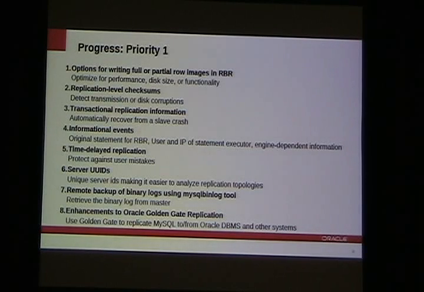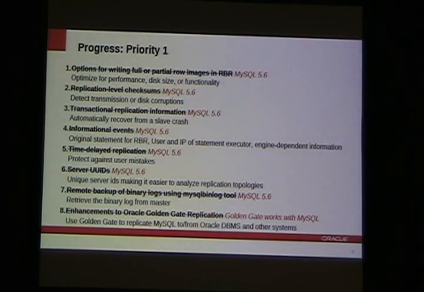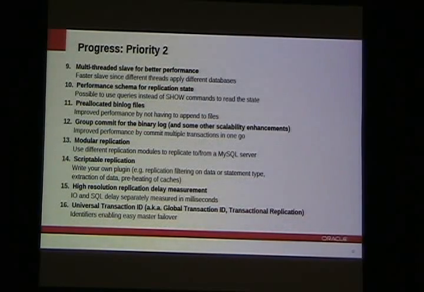Progress. This was an old list of things that we said that we will do. And well, we have put most of this stuff into 5.6. And we've also made it work with Golden Gate replication, which is another kind of replication. What we're moving on to in the future are these things: the multi-threaded slave, performance schema, group commit, and so on. And well, these two are now on Labs, so that's where we are.